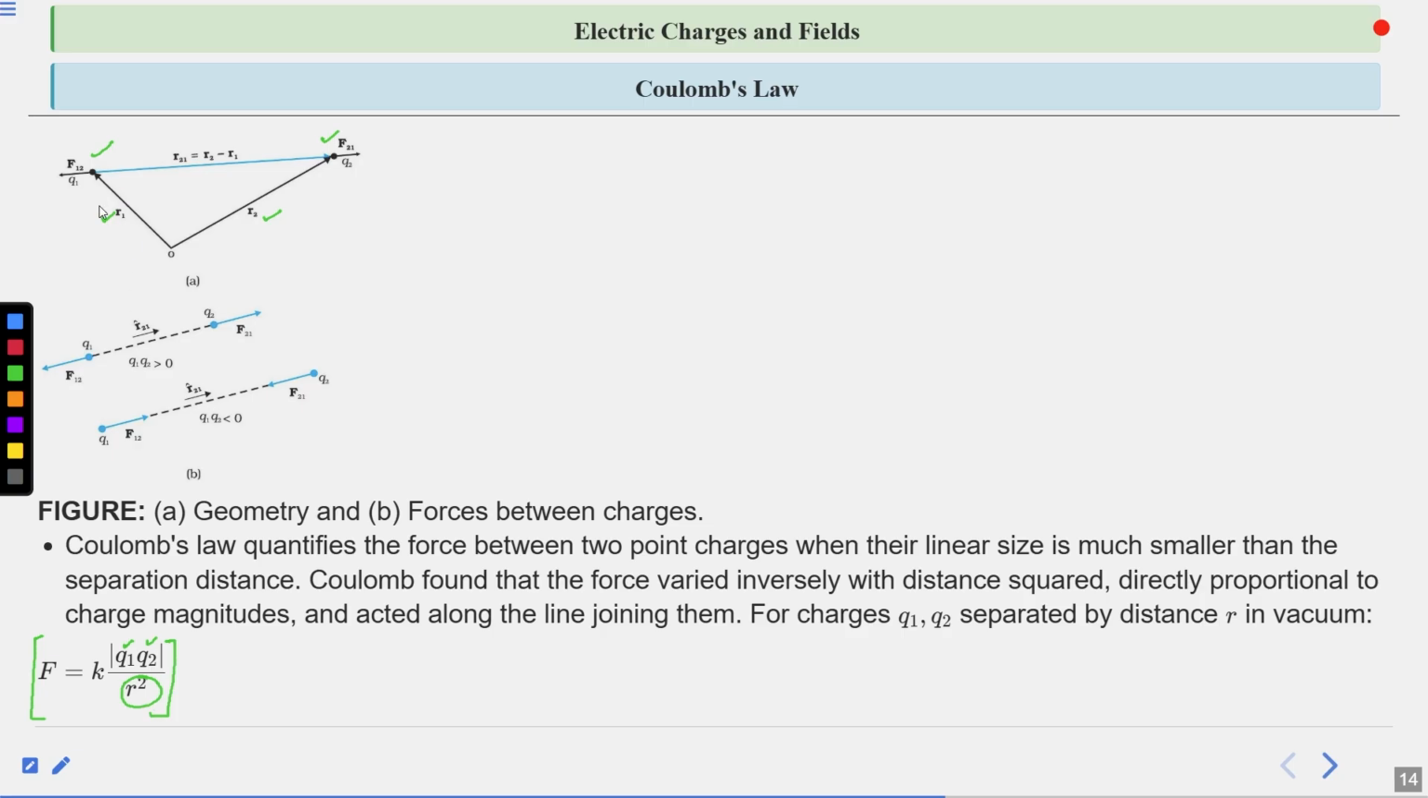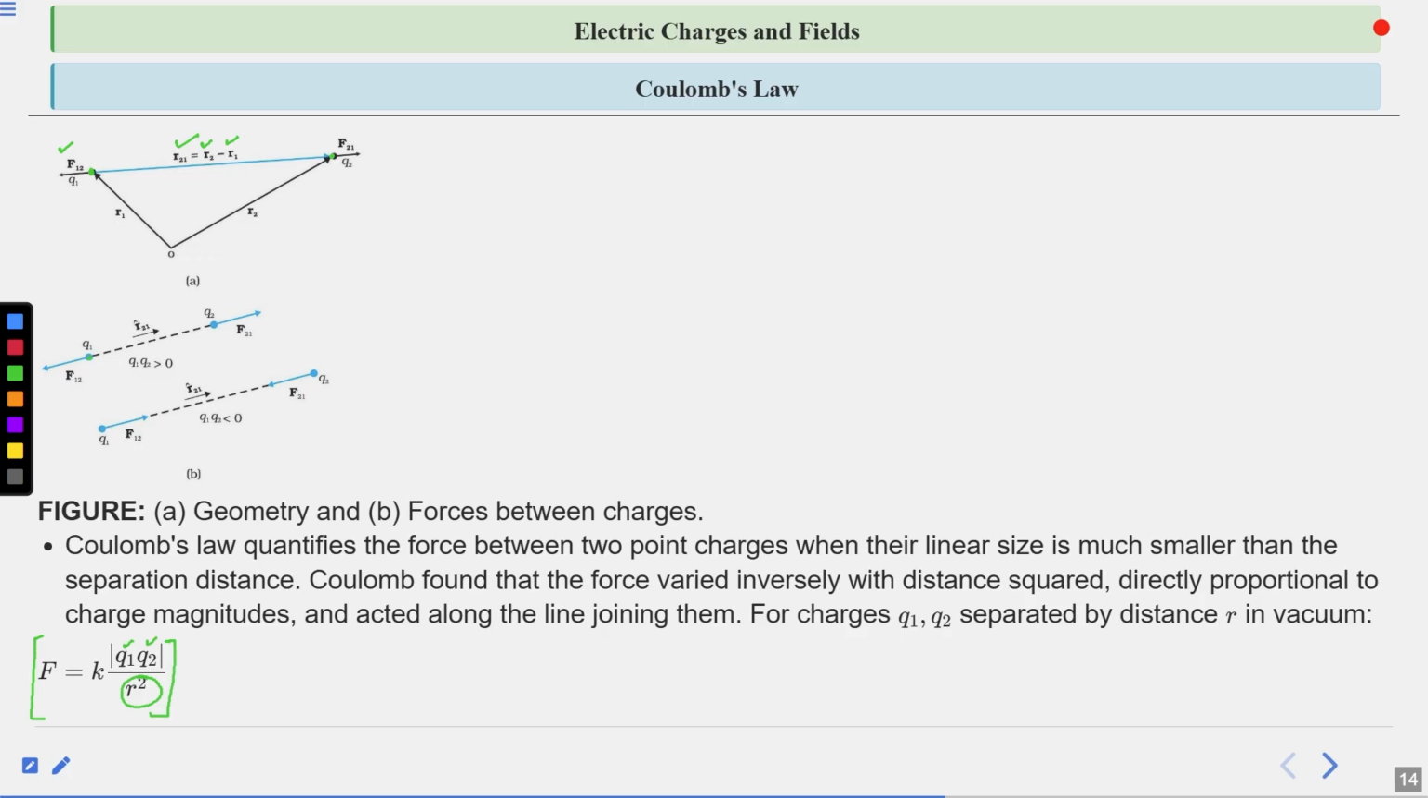Now the force F12 means what? F12 means the force exerted on the first charge due to the second. And F21 means the force exerted on the second charge due to the first. And the distance is R2 minus R1, R2 from the origin, R2 having the larger distance. So this is the displacement. Here Q1 and Q2 are both positive, so like charges repel each other. So the direction of force on Q1 is along the left side and on Q2 along the right side.